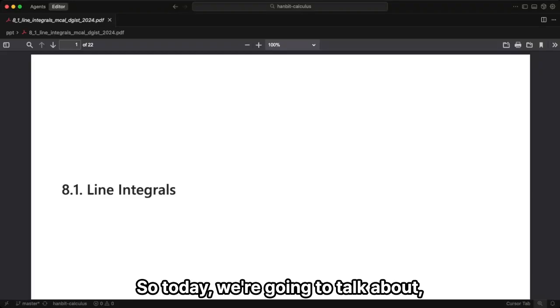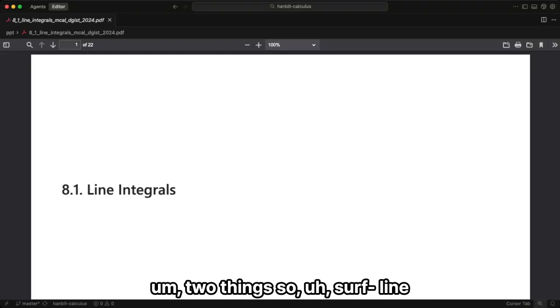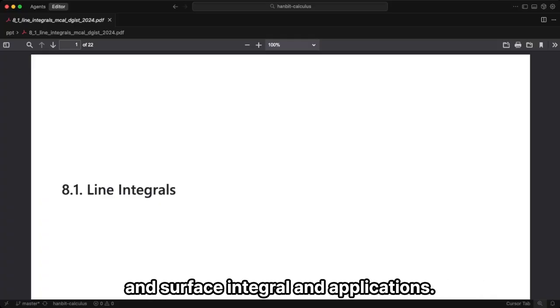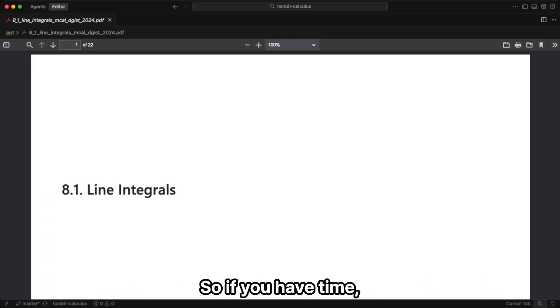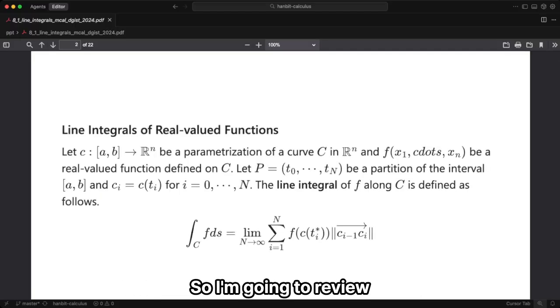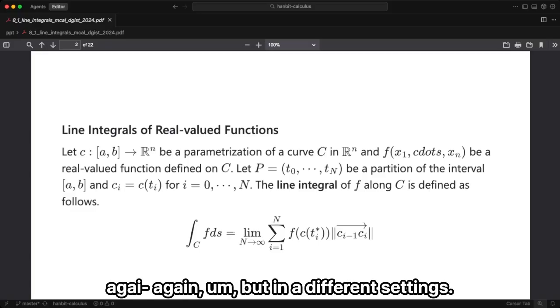So today we're going to talk about two things: line and surface integrals, and the theorems on line and surface integrals, and applications. If you have time, we can finish it today, or we can do what is left next week. So I'm going to review the same thing again, but in different settings.